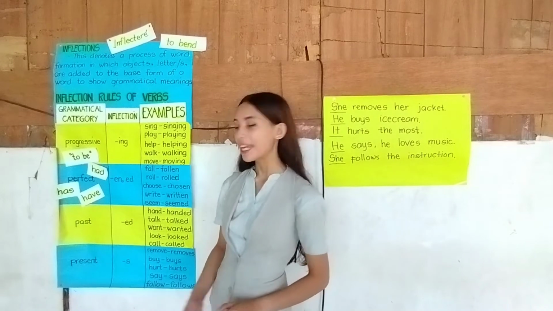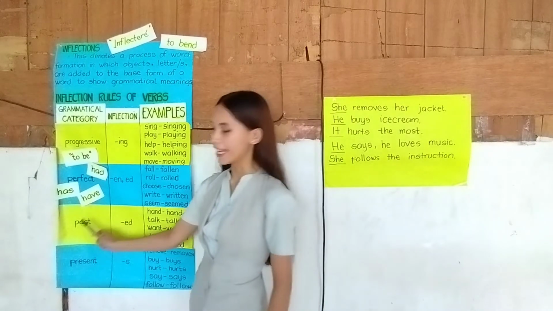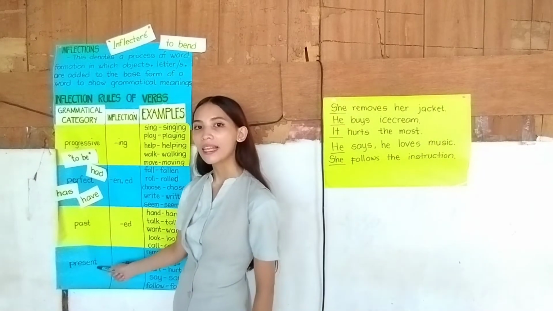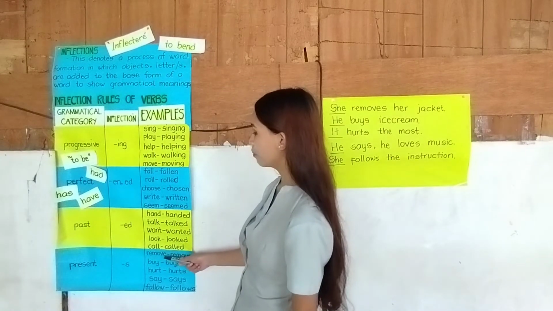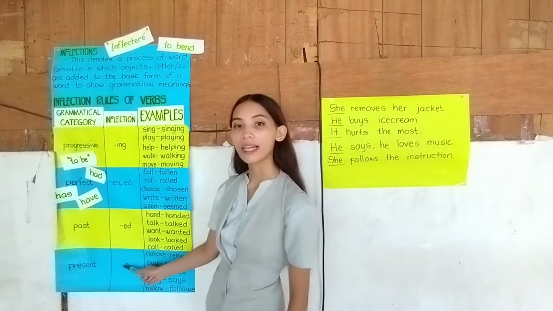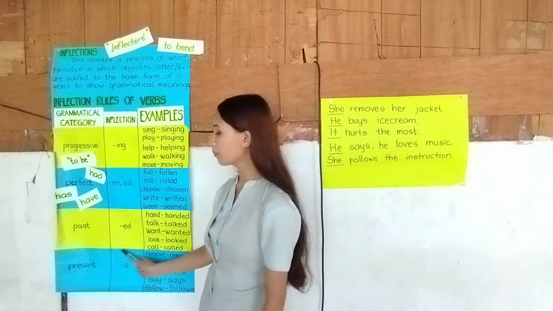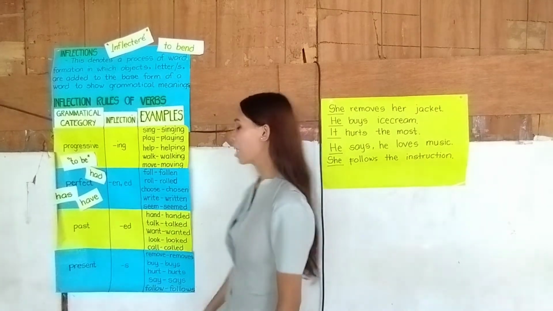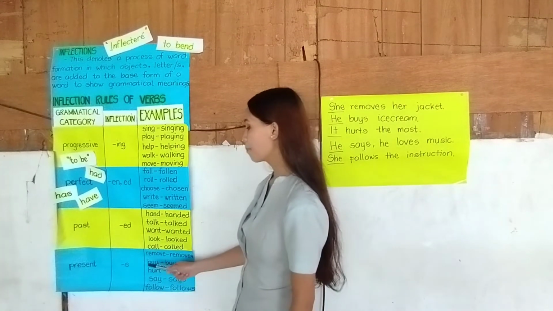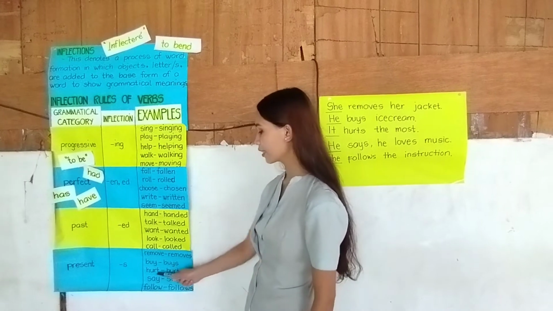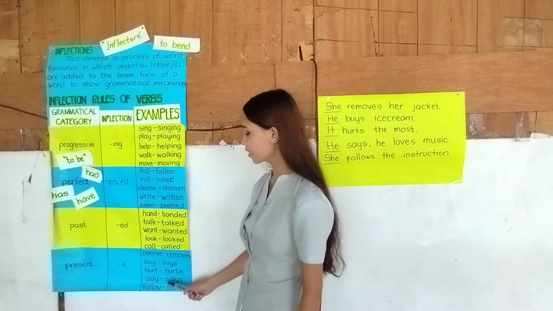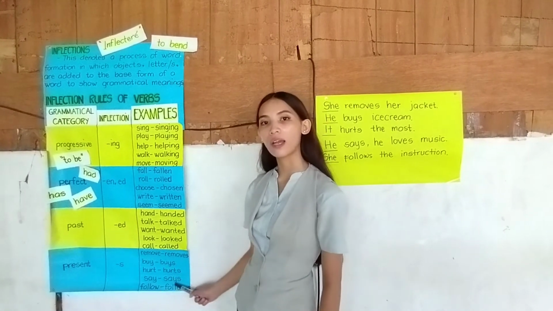However, the s inflection indicates the present tense. Like for example, the word remove. If it is inflected with s, it will become the present tense removes. And buy into buys, hurt into hurts, say into says, and follow into follows.